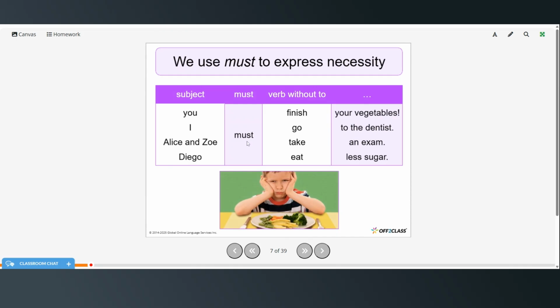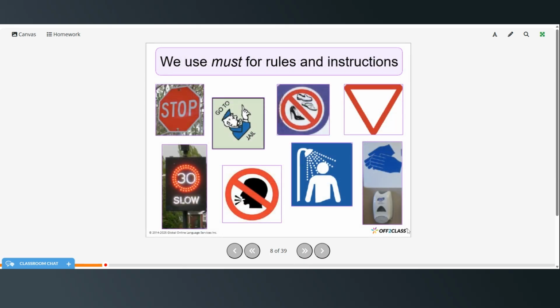So we use must to express necessity. And must never changes no matter what the subject is. You must, I must, Alice and Zoe must, Diego must. And then we use the verb without to: finish, go, take, or eat. So you must finish your vegetables. I must go to the dentist. Alex and Zoe must take an exam. Diego must eat less sugar. And then we use must for rules and instructions.